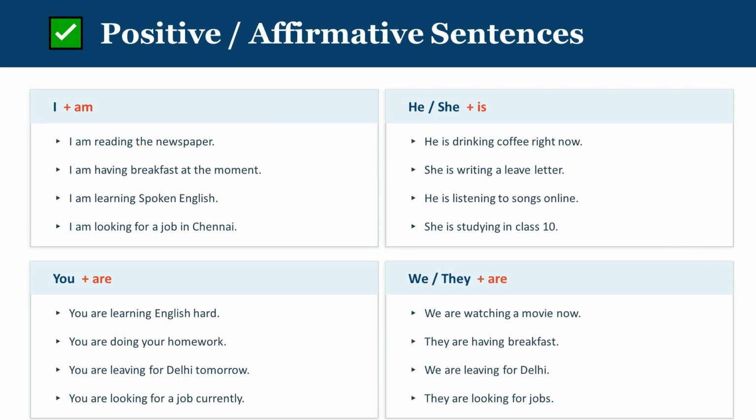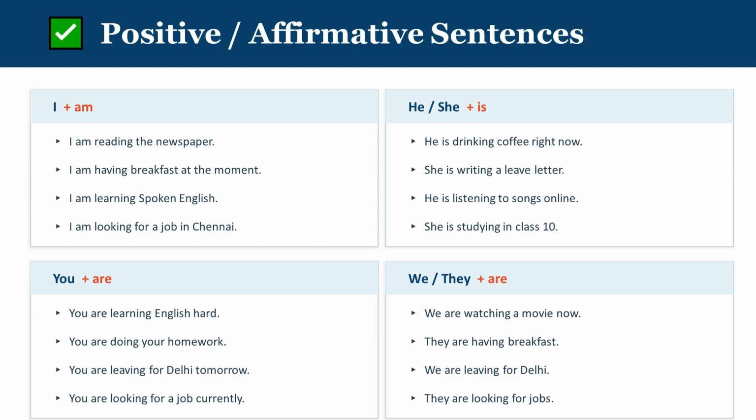Now let us practice making positive or affirmative sentences. With I, we use am. I am reading the newspaper. I am having breakfast at the moment. I am learning spoken English. I am looking for a job in Chennai. With you, we use are. You are learning English hard. You are doing your homework. You are leaving for Delhi tomorrow. With he and she, we use is. He is drinking coffee right now.